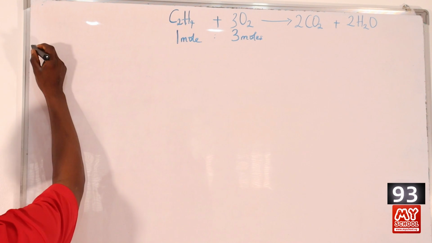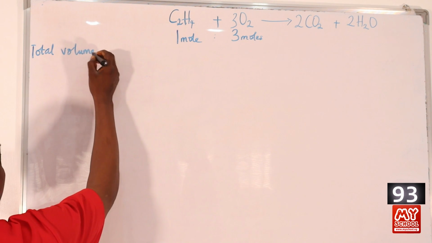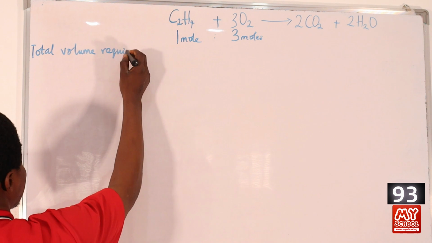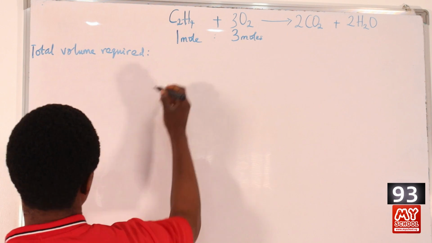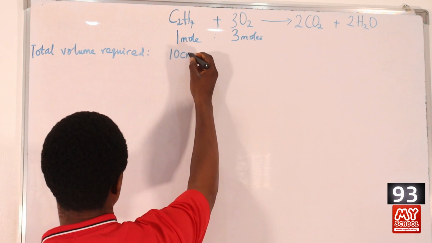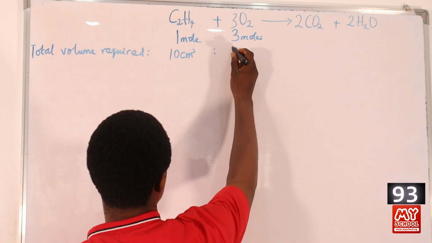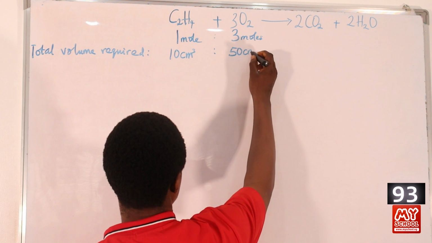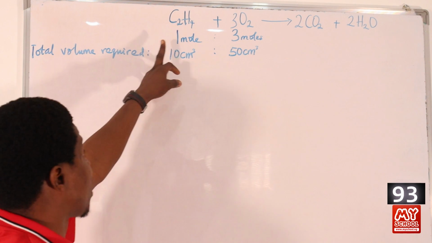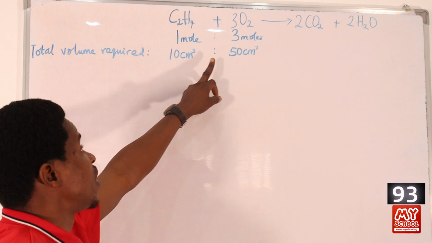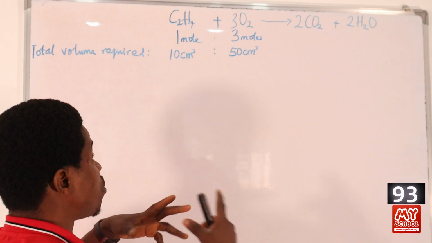And then what is the total volume that is required? The total volume required in this reaction should be what? We're told that 10 cm3 of ethane is required to react with 50 cm3 of oxygen. It's there in the question. That is what is required of us. For this reaction to take place, we need 10 cm3 of ethane, and then we need 50 cm3 of oxygen for that combustion reaction to take place.